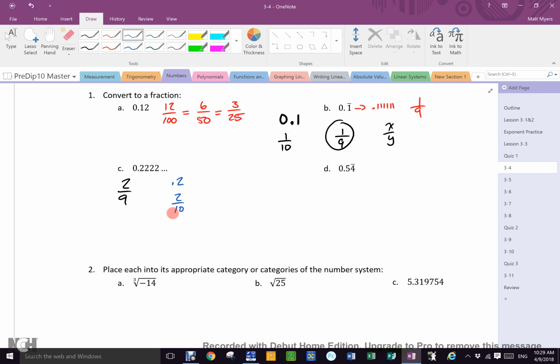Now, look at D. Where is the bar? It's only over the 4. So it's 0.5444444 forever. Well, if it was 0.54 repeating, then what would it be? 54 over 99. Because this is 54 over 100, isn't it? So if it was 54 over 100, it'd be 54 over 99. But it's not that, is it? There's another trick. What do you think it is? I think it's just a trick.